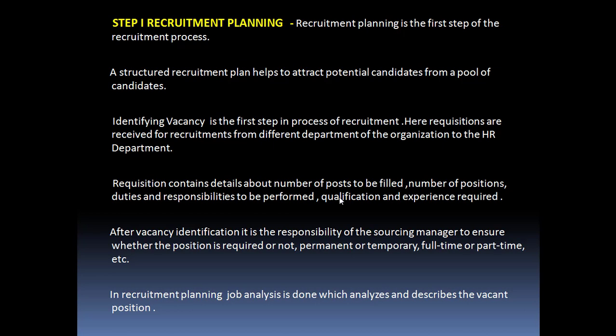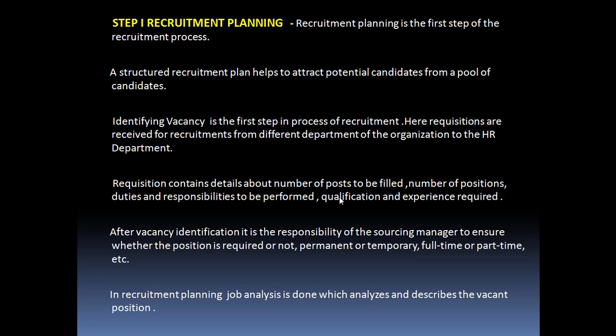So after the vacancy is identified, it is the responsibility of the sourcing manager or the HR manager to ensure whether the position is required or not. At times certain departments raise such positions or vacancies which are actually not required or not essential at that point of time for the organization.